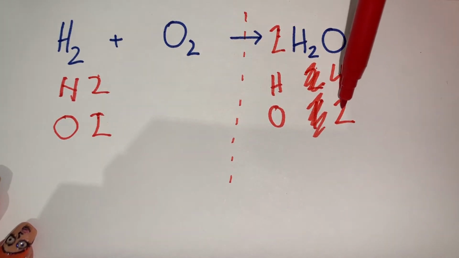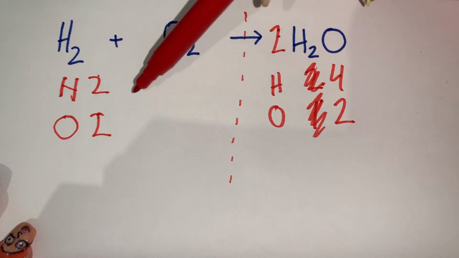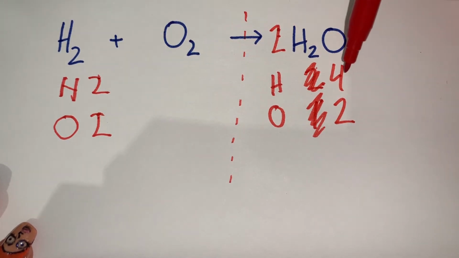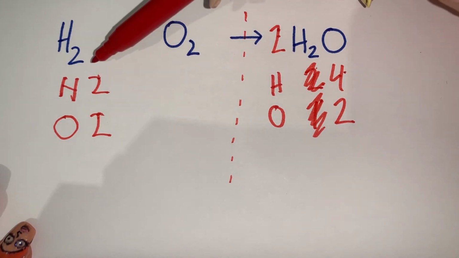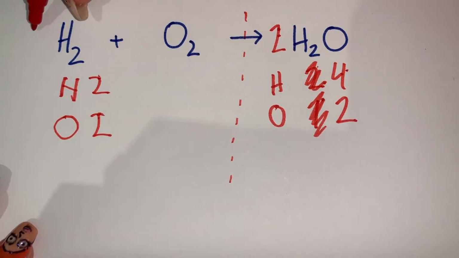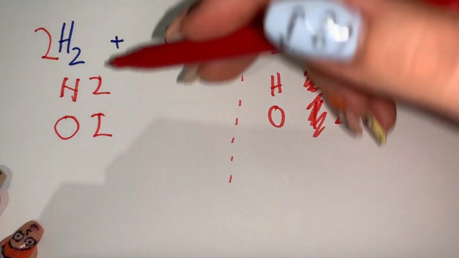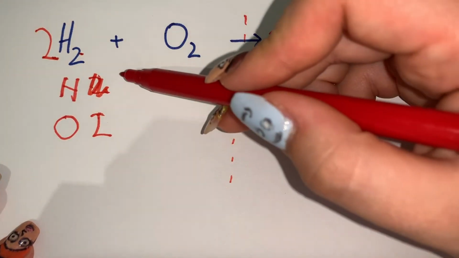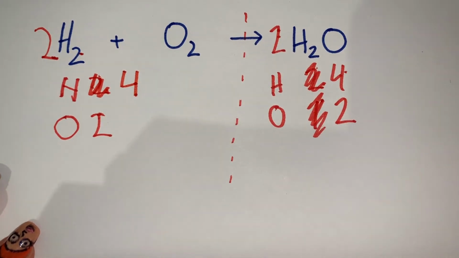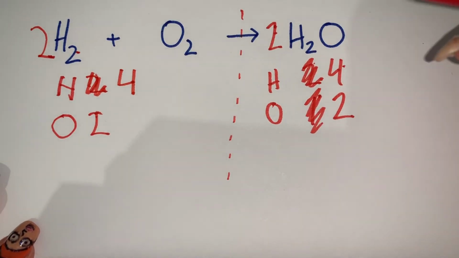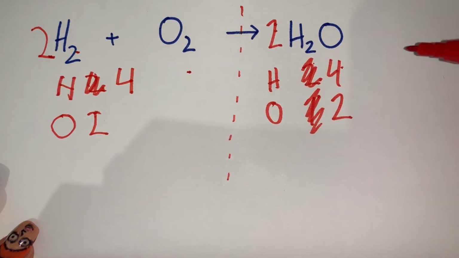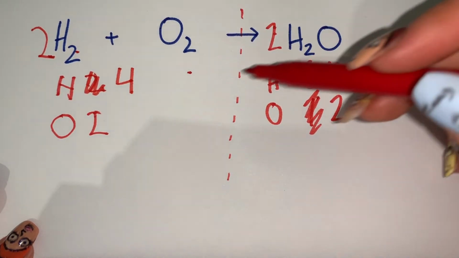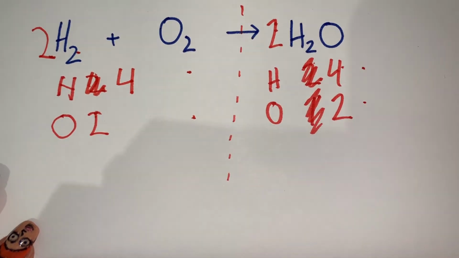2 oxygens, perfect. But here we've got 2 hydrogens and 4 hydrogens there. So what we need to do on this side is say, okay, right, well, we can add a 2 there, scribble that out. We've got 2 lots of 2 hydrogens, so that gives you 4. Now let's take a look again. 4 lots of hydrogen, 4 lots of hydrogen, tick. 2 lots of oxygen, 2 lots of oxygen, tick.